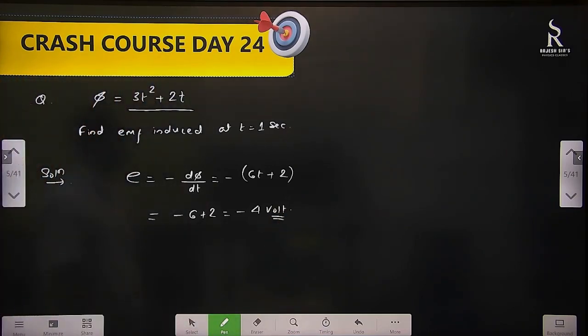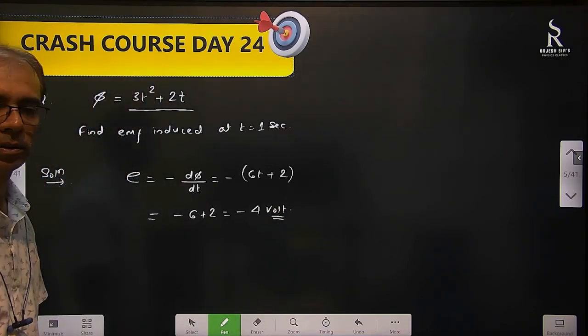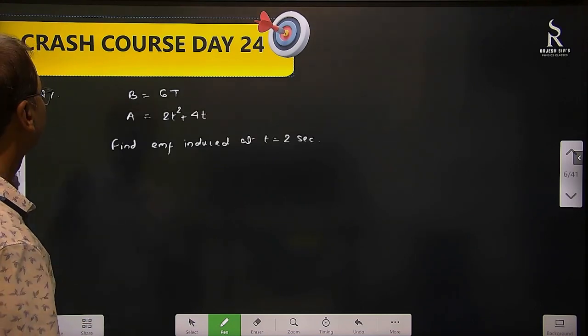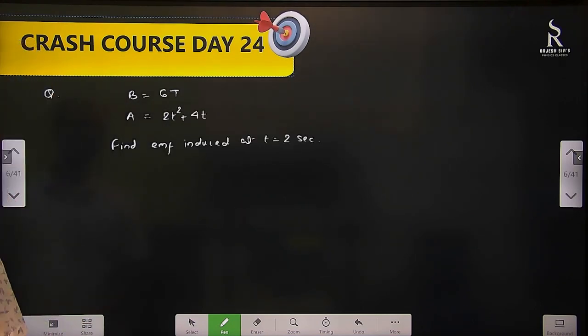The unit of EMF, we all know, is volt. So minus 4 volt. Simple. Okay, then what does the next one say?